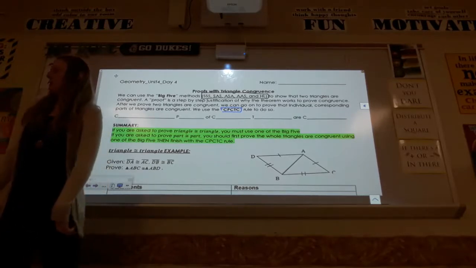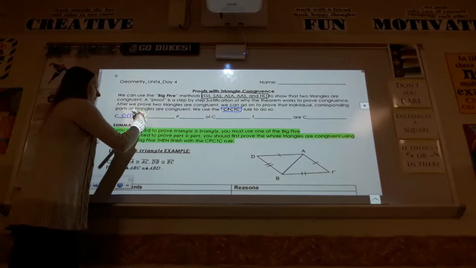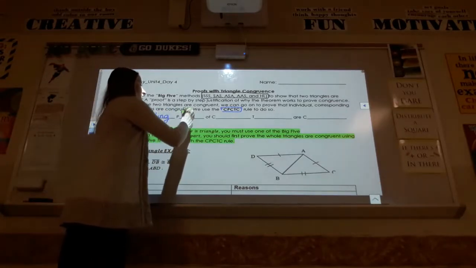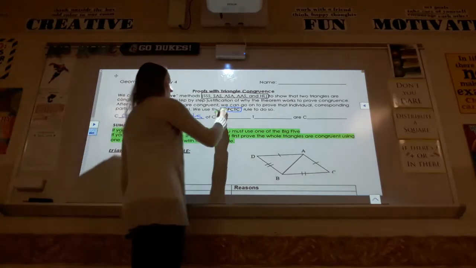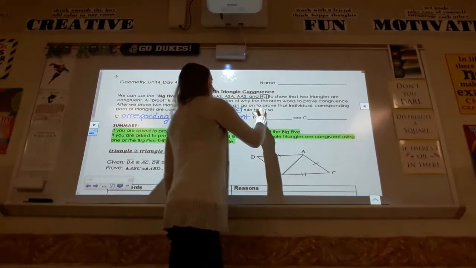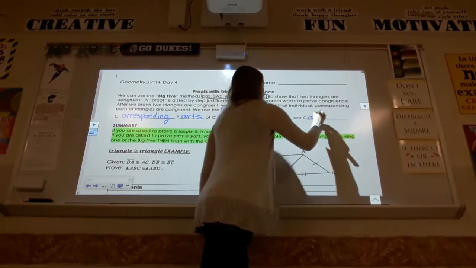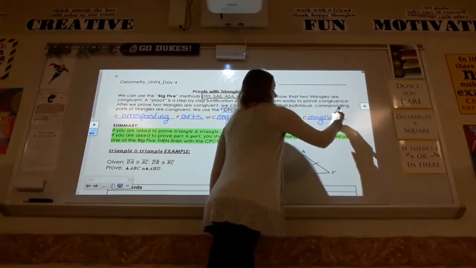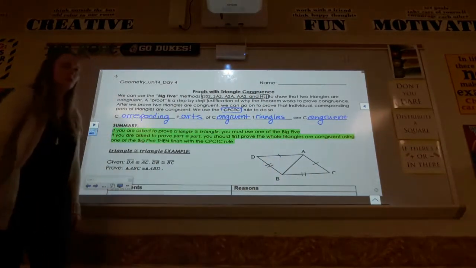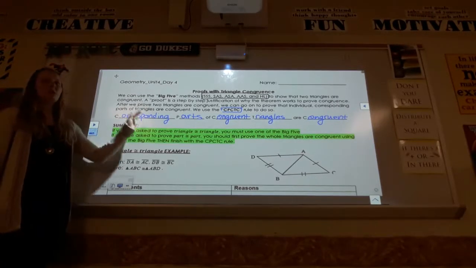CPCTC is an abbreviation. It stands for corresponding parts of congruent triangles are congruent. That's a lot of words, so we abbreviate that. It's a little bit of a tongue twister, but CPCTC stands for corresponding parts of congruent triangles are congruent.